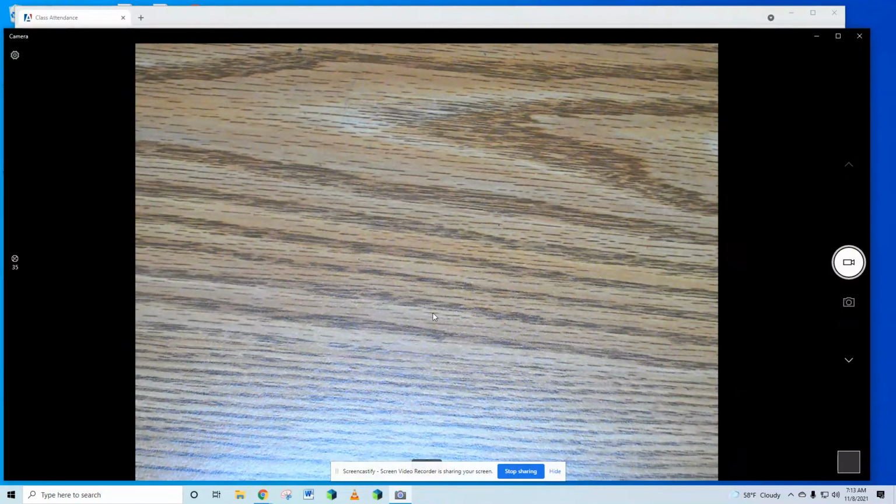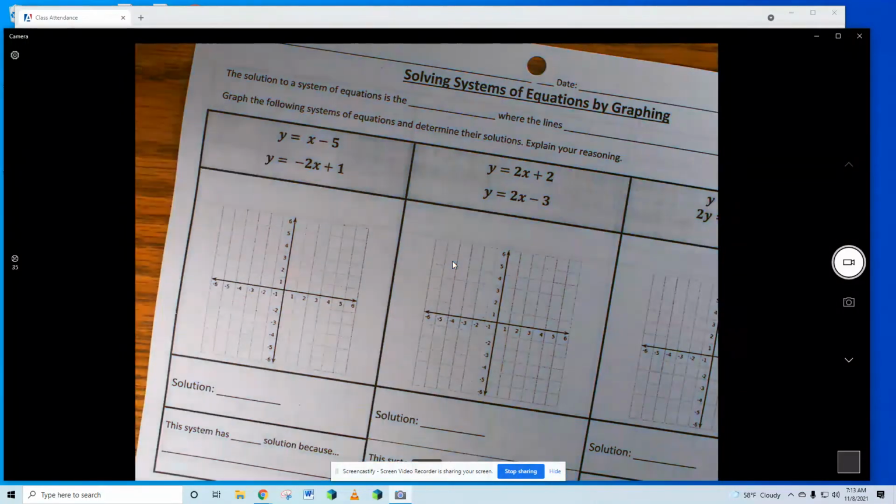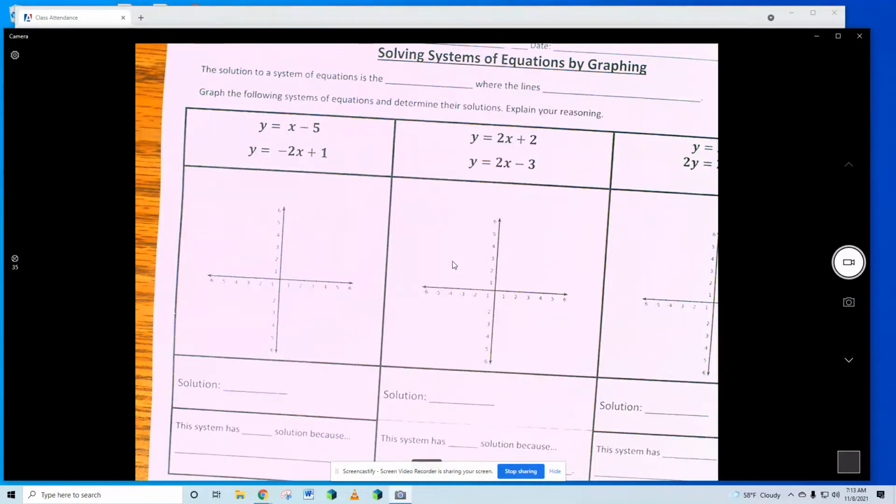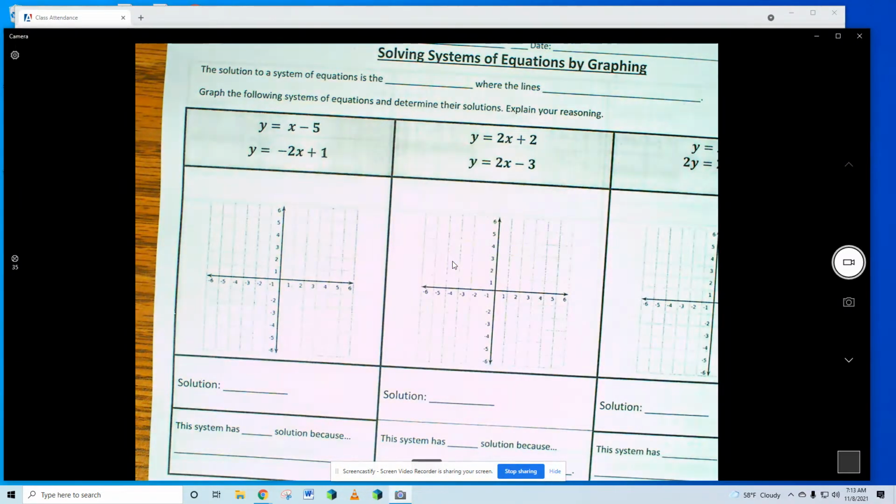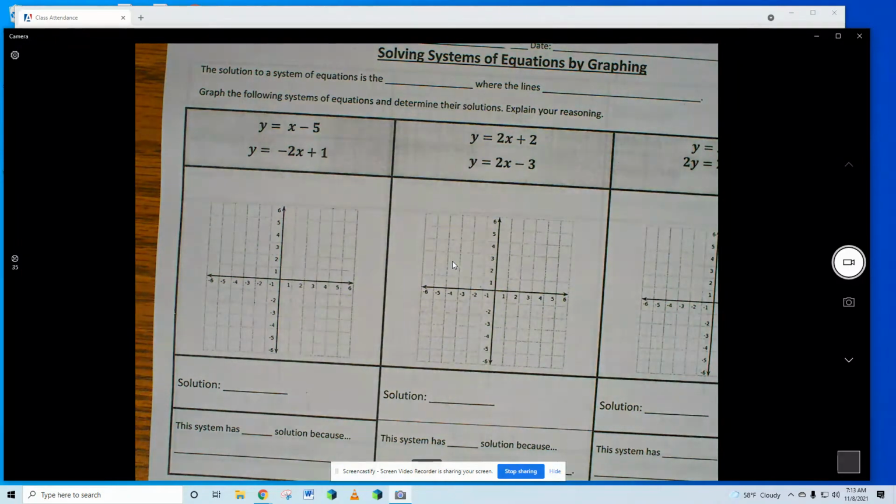We're going to start off with this page here. You're going to need a ruler today. Let me pick them up because you'll need them. I highly recommend coming and getting a ruler for today. We're going to be drawing lots of straight lines.